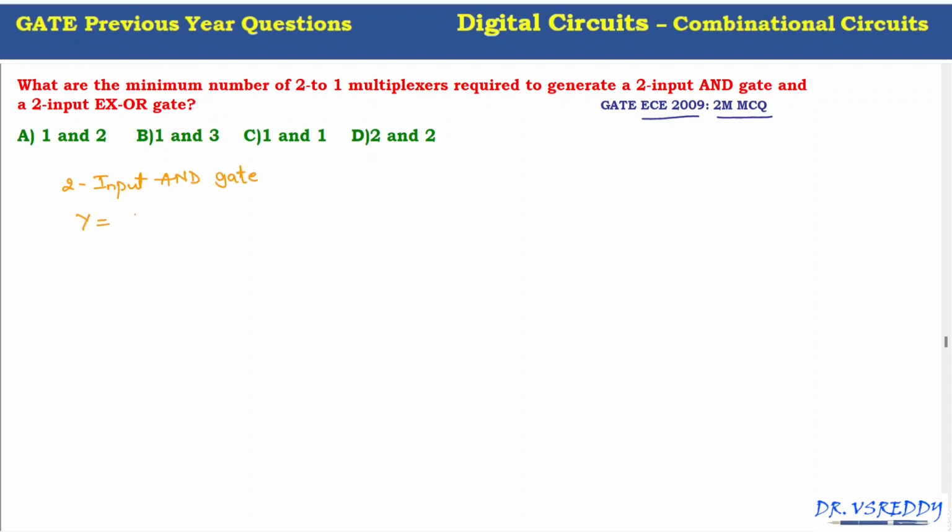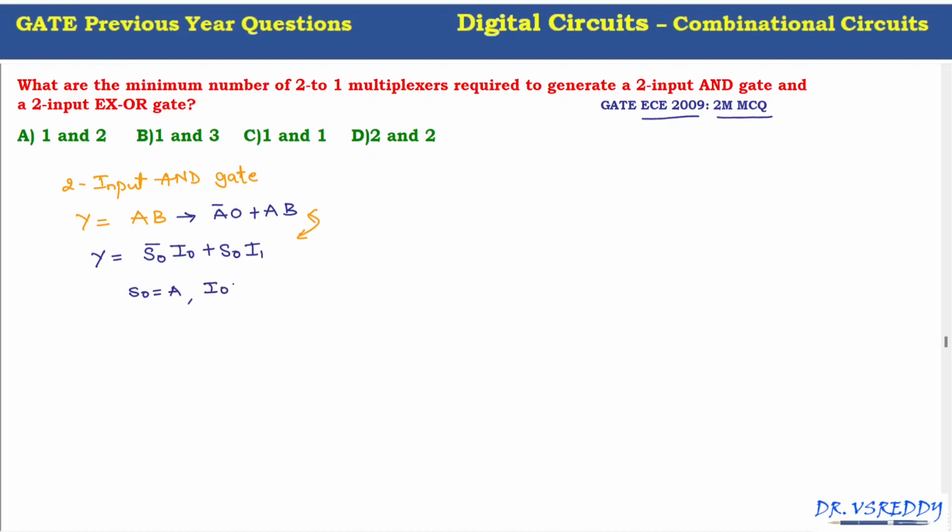If you write the equation, Y is equal to AB. We know the general equation for the 2:1 multiplexer: if S0 is the selection line, then Y = S0 bar I0 plus S0 I1, where S0 is the selection line and I0, I1 are inputs. We can write this as A bar B times 0 plus A times B. If we compare these two equations, then S0 is equal to A, so A acts as a selection line.